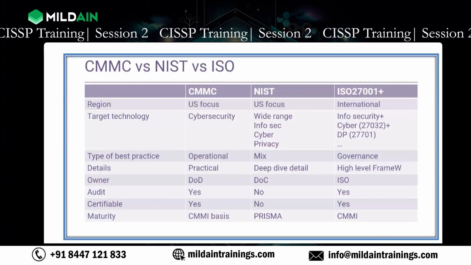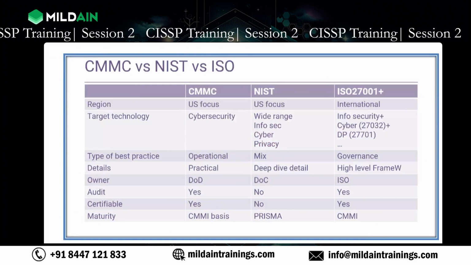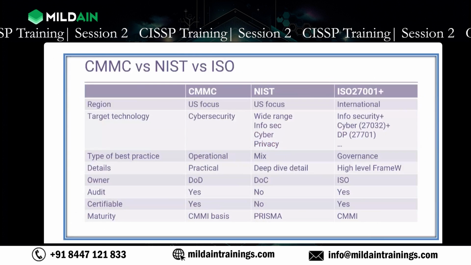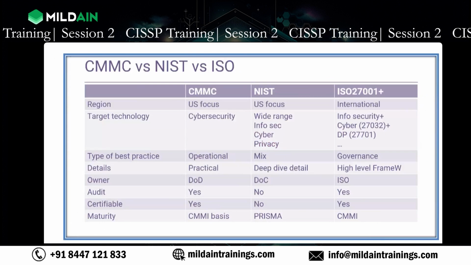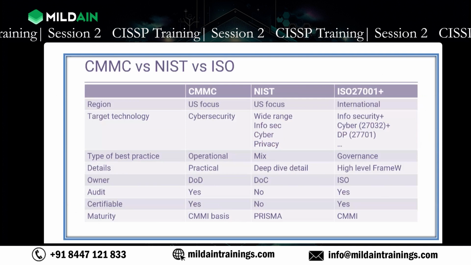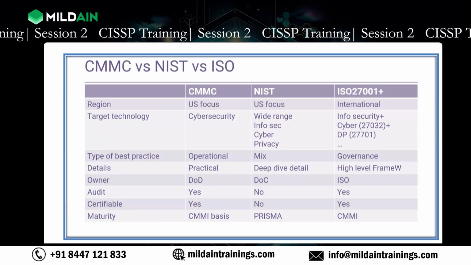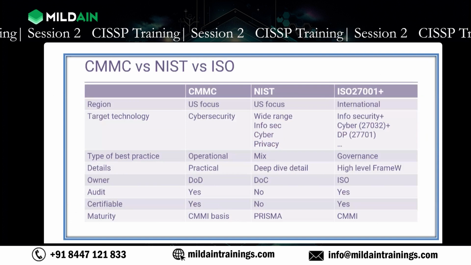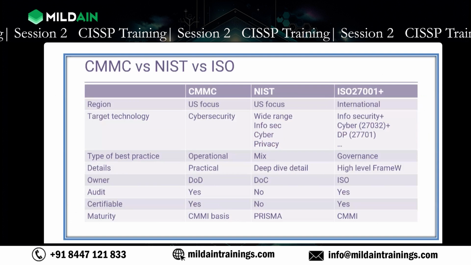So there are different types of frameworks associated with organizations. The first one is the Capability Maturity Model focused on the US, the second one is the NIST framework, and then we have the ISO 27001 framework. These are all very, very important in terms of different aspects. If the organization is completely associated with the defense and military sections, then it always has to use the CMMC maturity model.